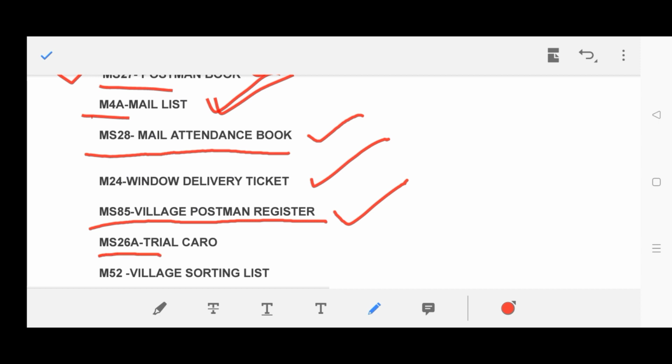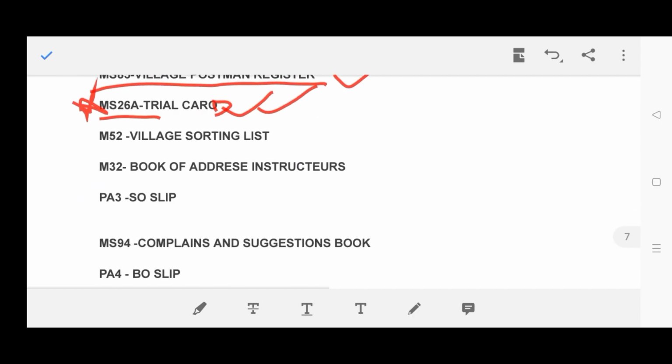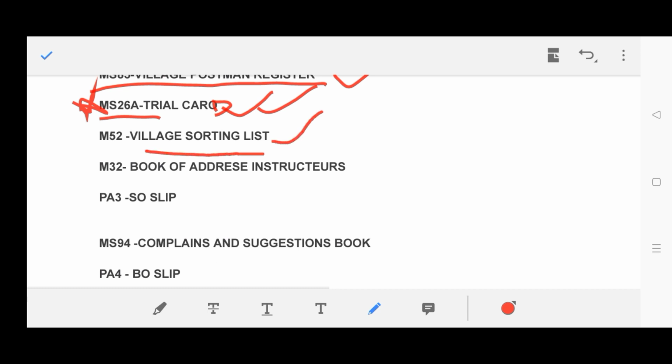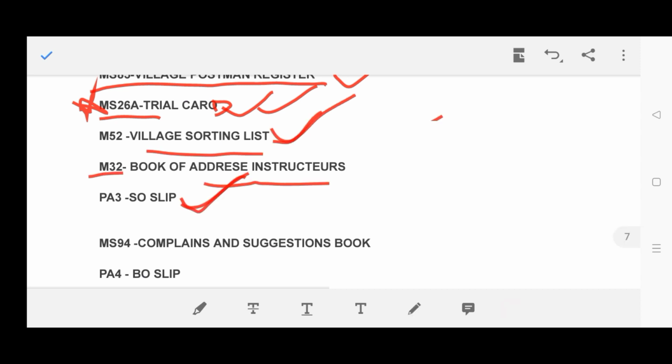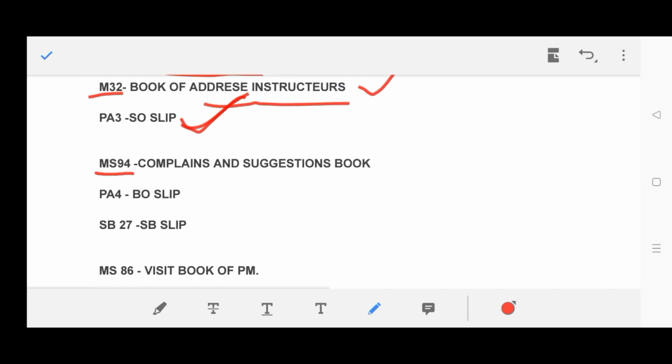Next, MS26A trial cards. What is the form number of trial card? That is MS26A. Next, M52 village sorting list. M32 is book of addresses instructions. Book of addresses instructions is in the form of M32. PA3 is SO slip. Next, MS94 complaints and suggestions book, very important. Complaints and suggestions book is in the form of MS94.